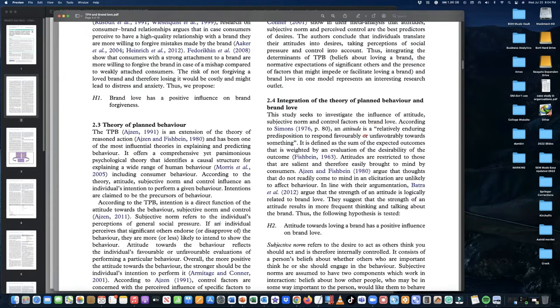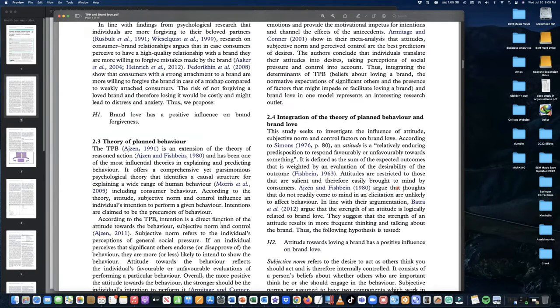According to Simon, attitude is a relatively enduring predisposition to respond favorably or unfavorably towards something. It's defined as the sum of expected outcomes that is weighted by an evaluation of the desirability of the outcome. Attitudes are restricted to those that are salient and therefore easily brought into mind by consumers. Okay. Ajzen and Fishbein argue that thoughts do not readily come to mind unless elicitation are likely or unlikely to affect the behavior.